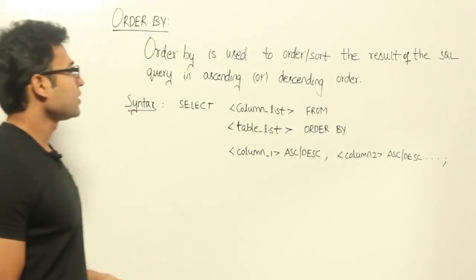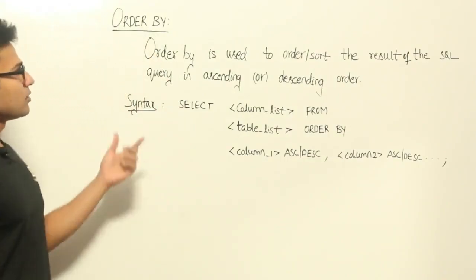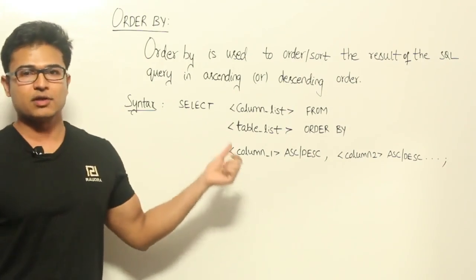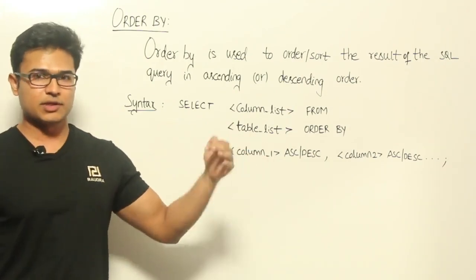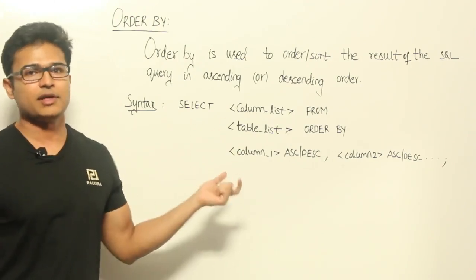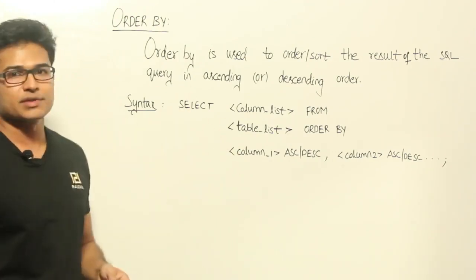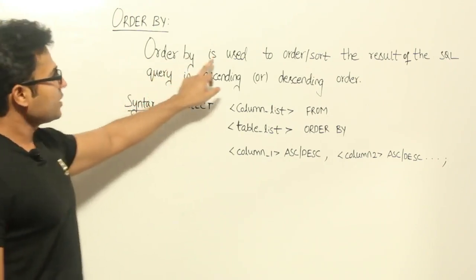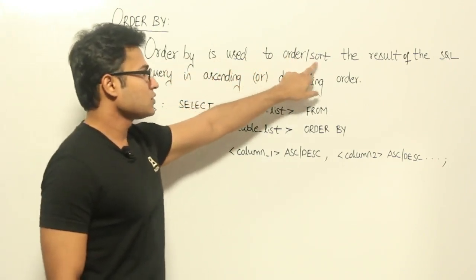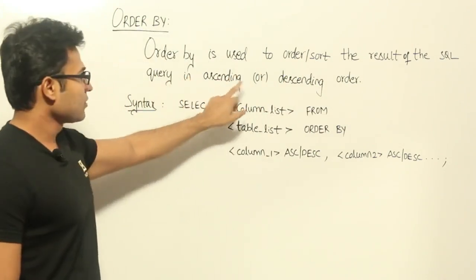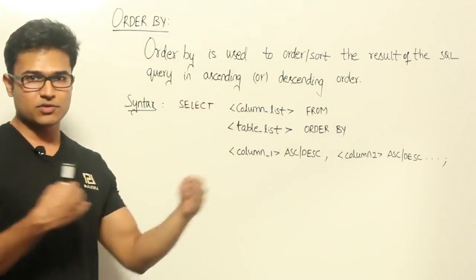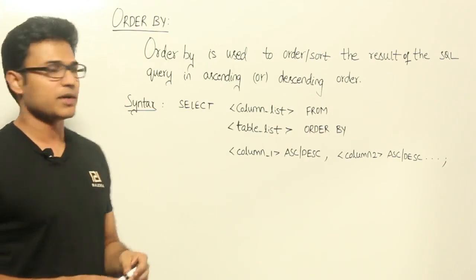Now let's see the order by clause. When you want to sort the result of an SQL query, either based on some attribute in ascending order or descending order, then we are going to use the order by clause. Order by is used to order or sort the result of the SQL query in ascending or descending order. So if you want to sort it out, then we are going to use order by.